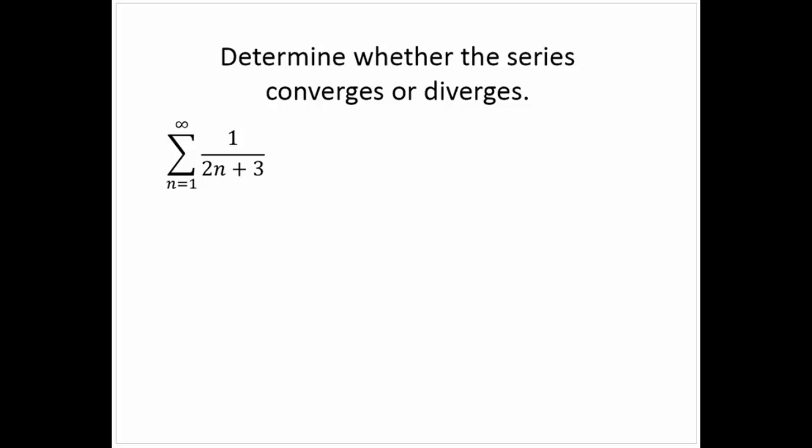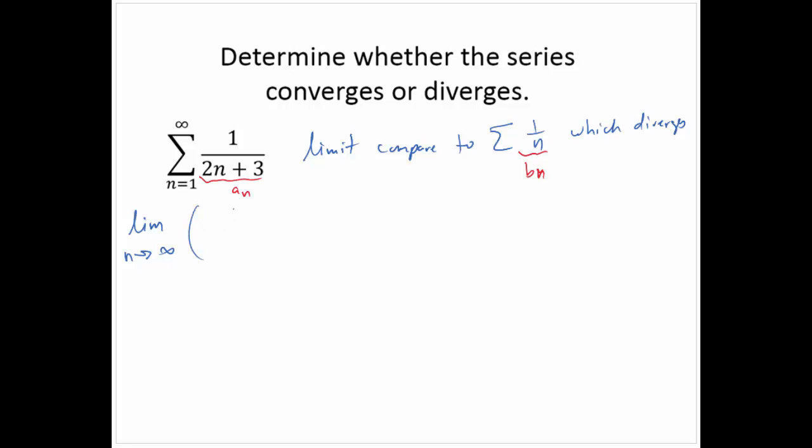I see that 1 over 2n plus 3 looks like 1 over n. So, to be more careful, I'm going to limit compare to sigma 1 over n, which I know diverges. To apply the limit comparison test, I evaluate the limit as n approaches infinity. This is my a sub n, and this is my b sub n. So, the limit as n approaches infinity of 1 over 2n plus 3 over 1 over n.